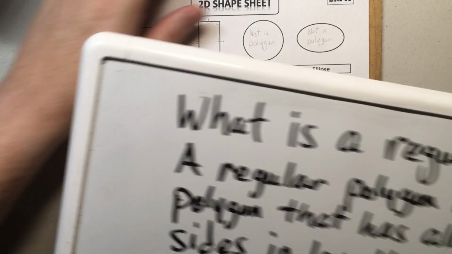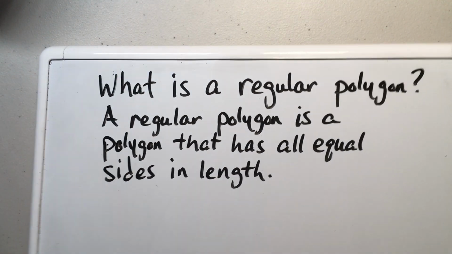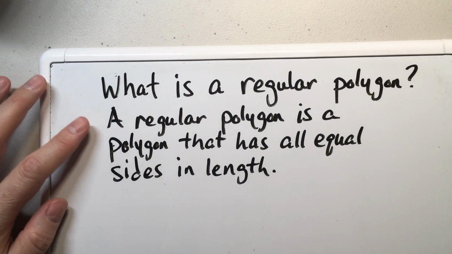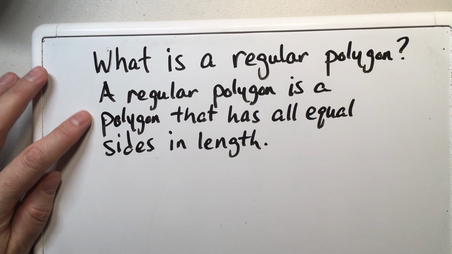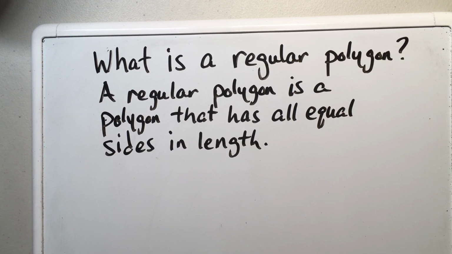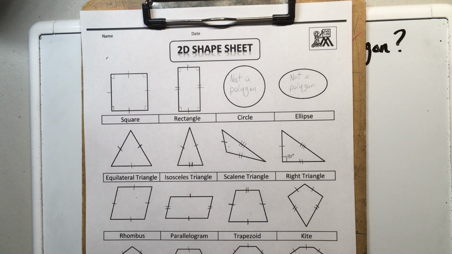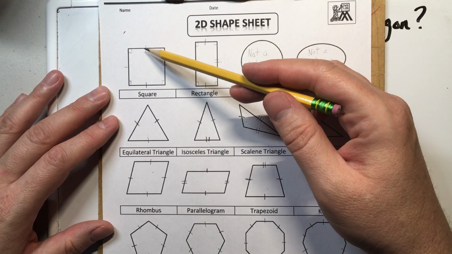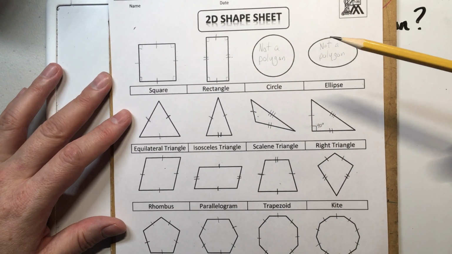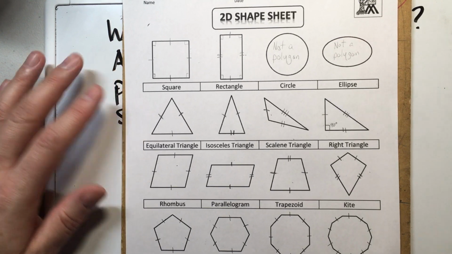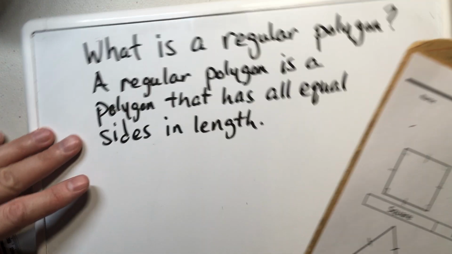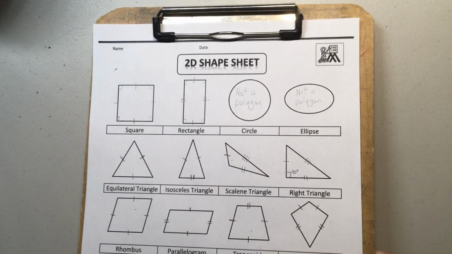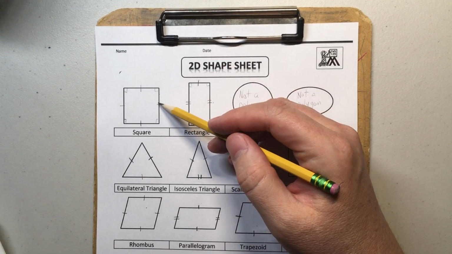All right, so try to think of stuff like that. Now, that's what a regular polygon looks like. A regular polygon is a polygon that has all equal sides in length. Anytime I look at these shapes that have the same hash marks all around the shape, then I know that's a regular polygon. So it's important to understand this. So this is a regular polygon.